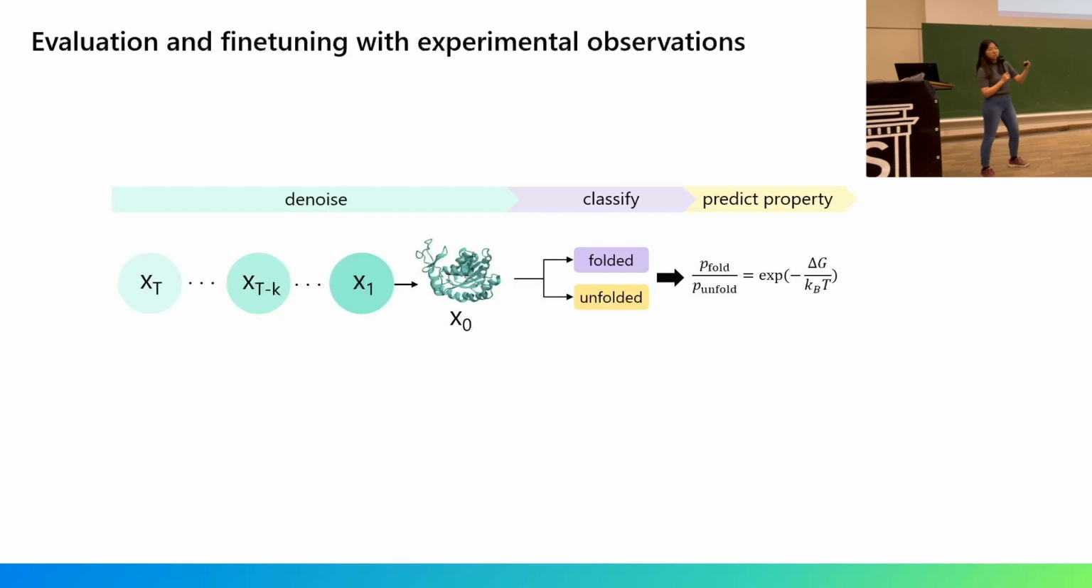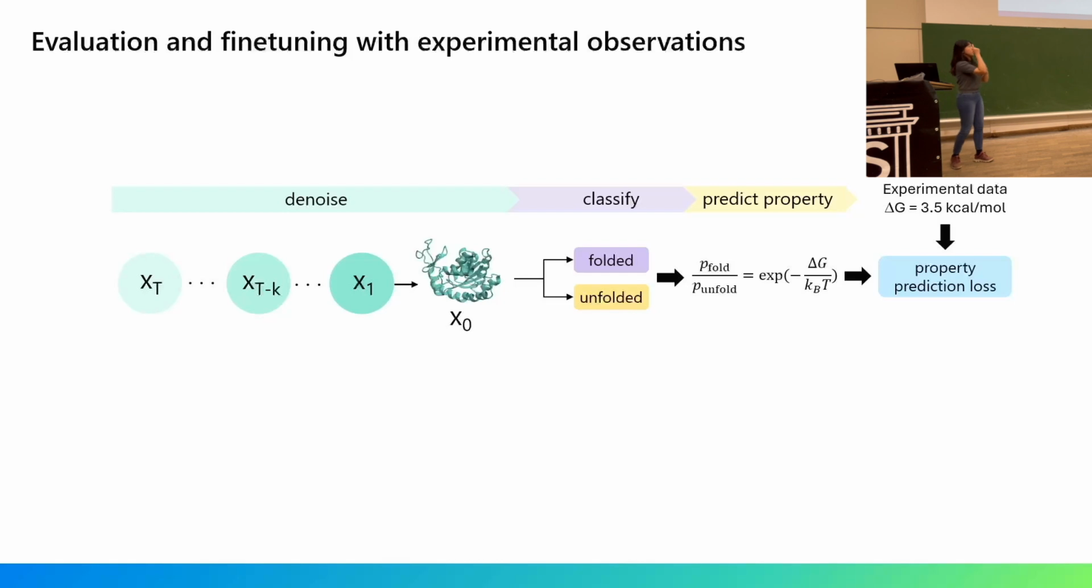So it just basically measures how folded the protein is. And then we can classify them into folded and unfolded states, and we count them. And then after the counting, we get the probability. And then we can do the ratio and then get the delta G. And then we can compare them with experimental data. So this is how we do the evaluation.